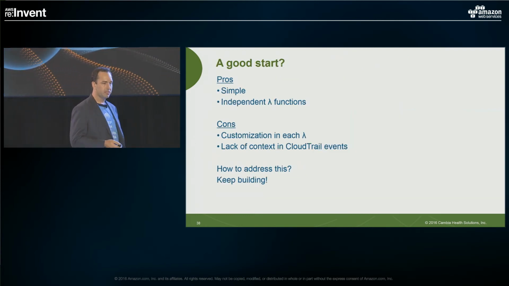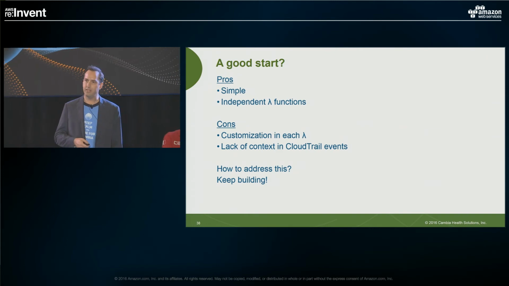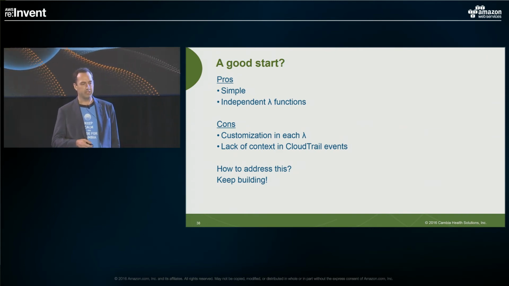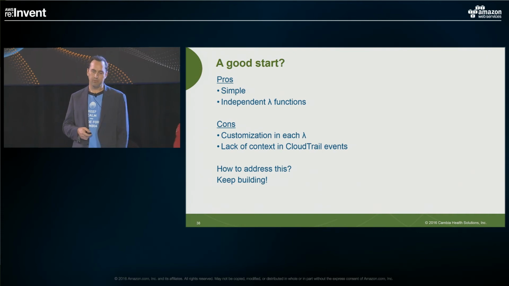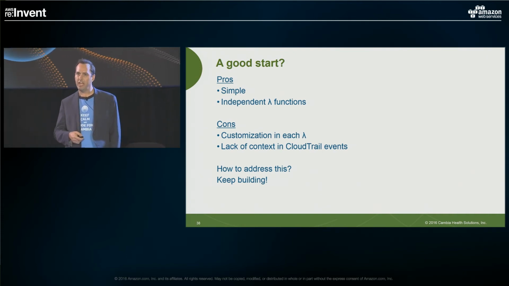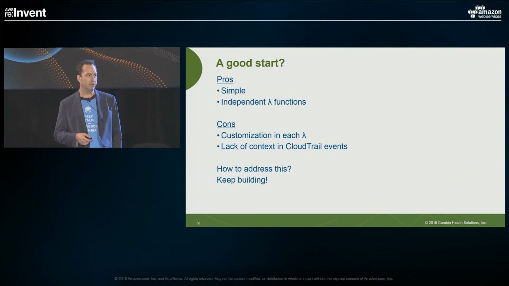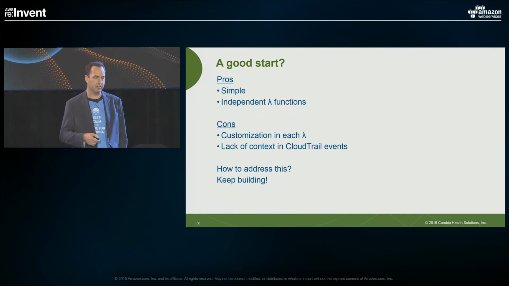So this is a bit of a good start, right? It's simple. We've got independent Lambda functions, potentially not well optimized. We need to customize each Lambda with code as we evolve it. And also a lack of context in the raw CloudTrail event, kind of which application workload is this and who is this user, what department are they in, et cetera.